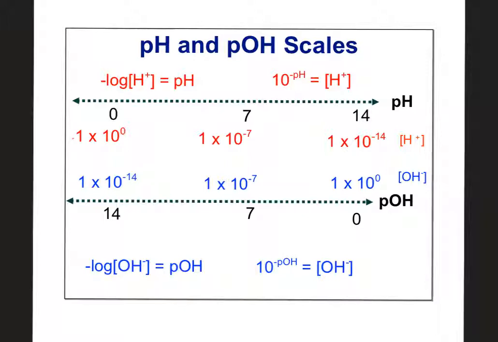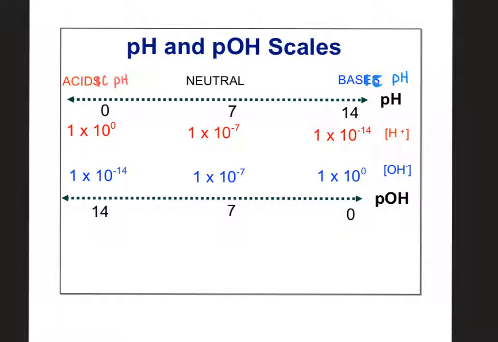So just some general ideas, if I have a concentration of H plus of 1 times 10 to the 0, and I take the negative log of that concentration, I get a pH of 0. So these concentrations we could plug in, and that will allow us then to find the pH values. If I'm given pH 14, 10 to the negative 14 will give me the molarity for my H plus, and the same concept works for the hydroxide.